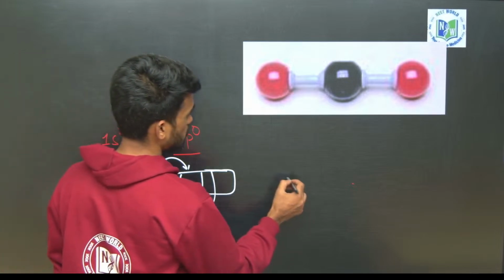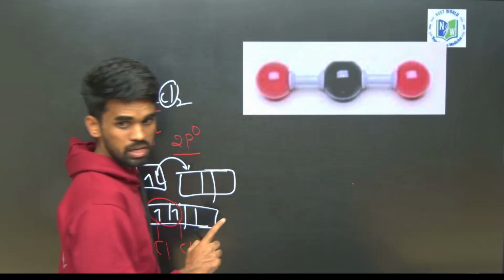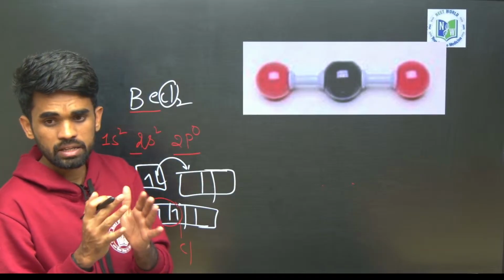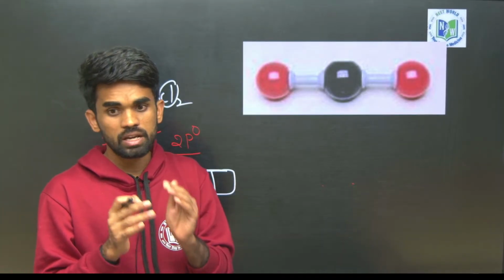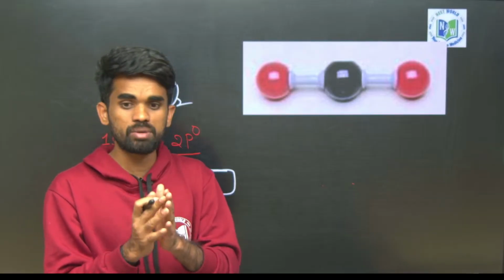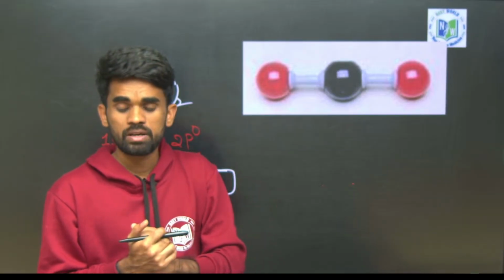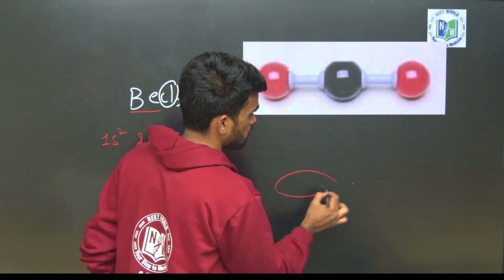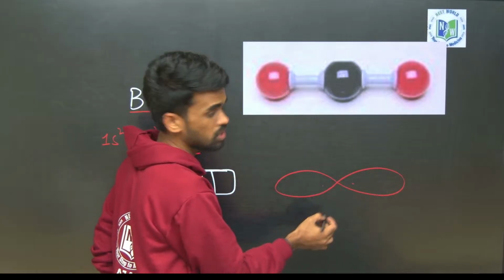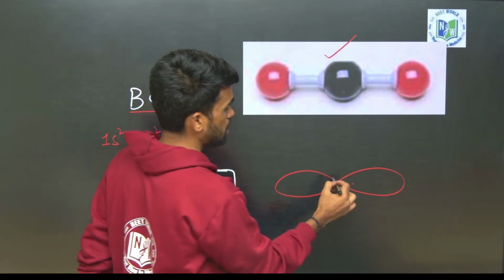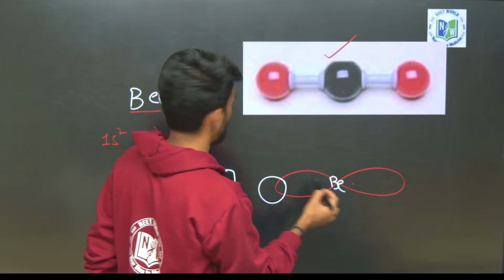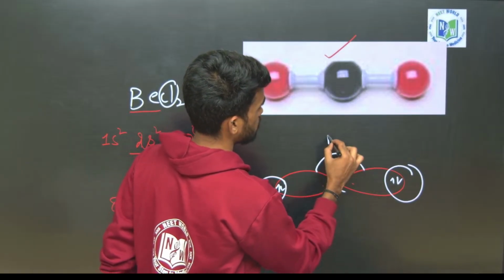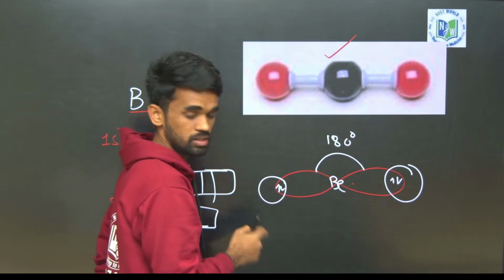sp. sp hybridization means s and p orbitals are mixed to get sp. Those 2 orbitals should be adjusted in three-dimensional space with minimum repulsion. To have minimum repulsion, the best way to arrange them is with maximum separation, which is 180 degrees. So this is the structure you get: beryllium at the center, one chlorine here and the other chlorine here. So the angle you get is 180 degrees. That's it.